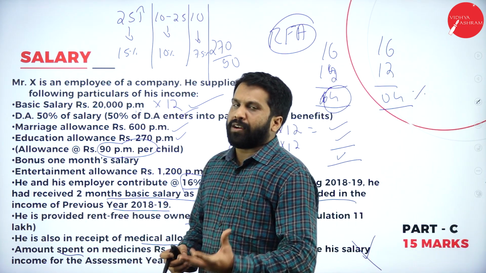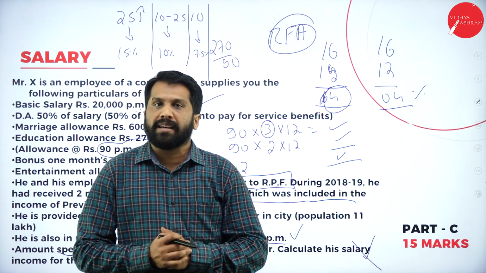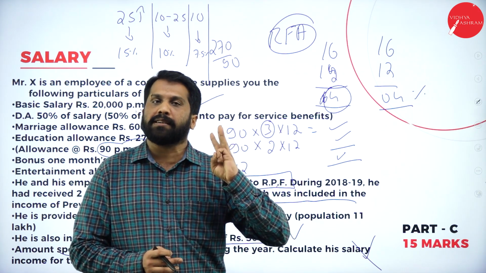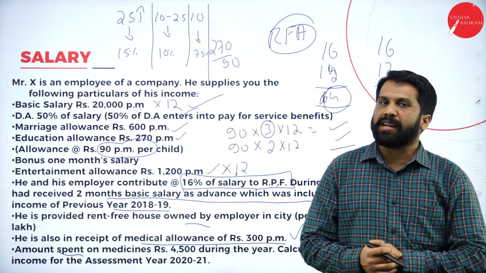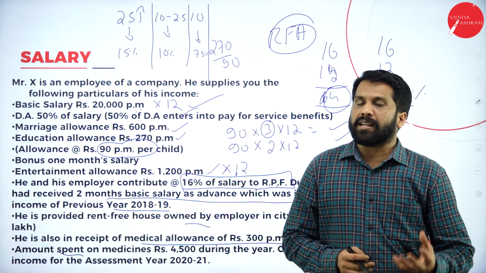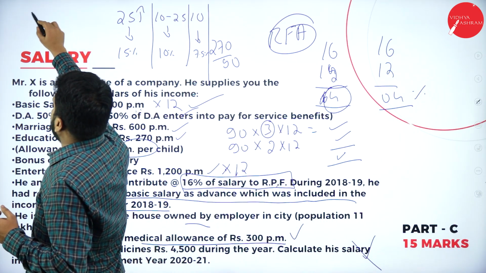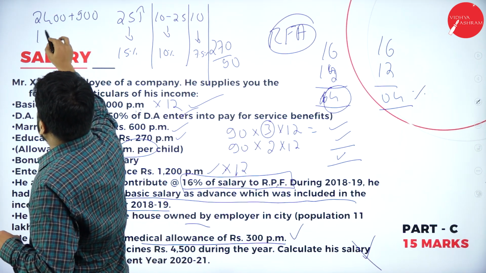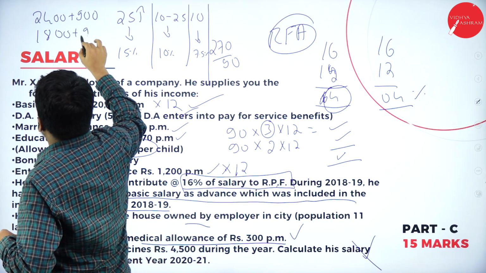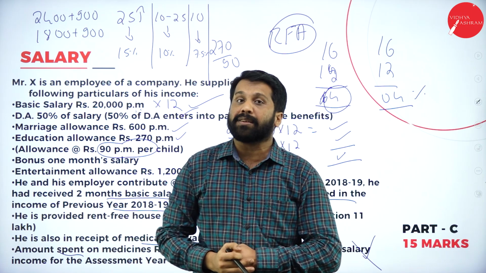Remember, a few more adjustments will come, like hill area and tribal area. Hill area, it is 300 per month, exempted. If it is a tribal area, 200 per month, exempted. Similarly, they will give you a car. If it is a big car, 2,400 plus 900. If it is a small car, 1,800 plus 900. These are into 12. These are the exempted ones.